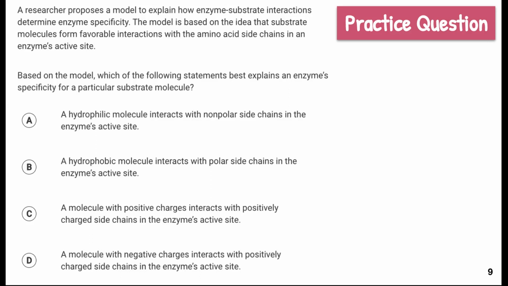Let's take a look at this practice question. A researcher proposes a model to explain how enzyme-substrate interactions determine enzyme specificity. The model is based on the idea that substrate molecules form favorable interactions with the amino acid side chains in an enzyme's active site. Based on the model, which of the following statements best explains an enzyme's specificity for a particular substrate molecule? Take a look at the answer choices, pause the video, and then come back when you're ready to review the answer.